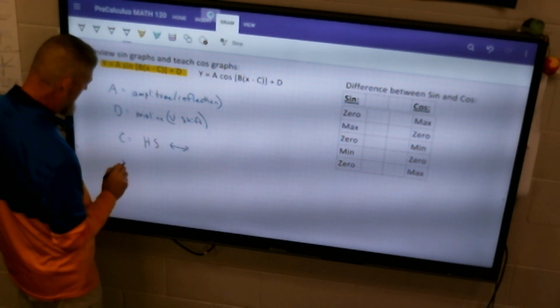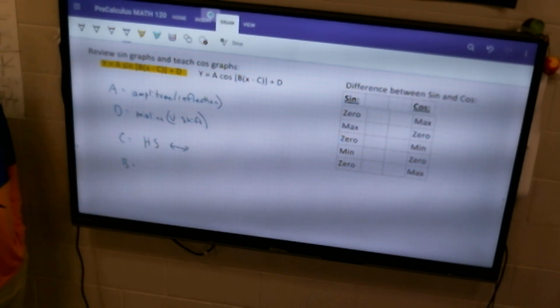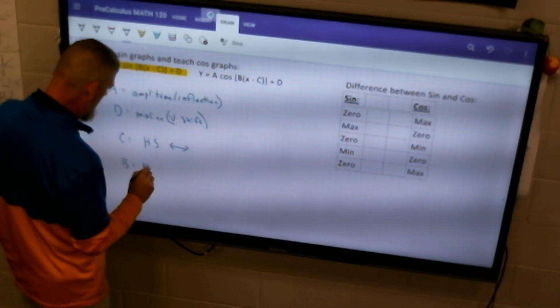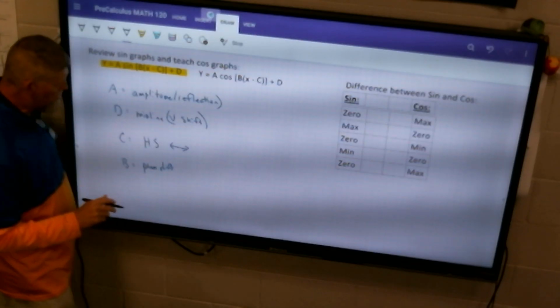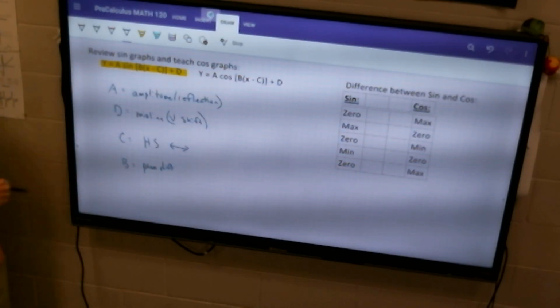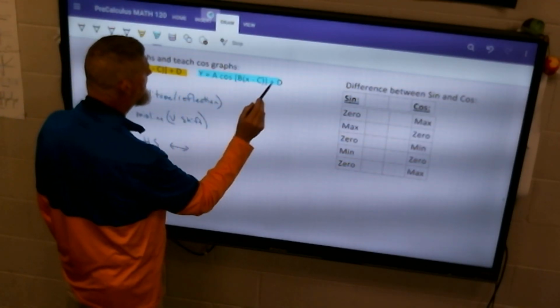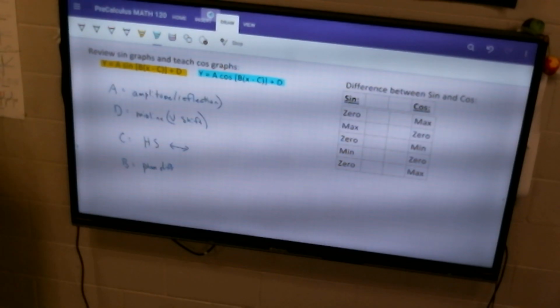And then, of course, Savannah, your last. What does the B tell us? There's a name for it. Phase shift. It's the phase shift. It is the horizontal compression or horizontal stretch. Outstanding. Now, when we look at the cosine one, they stand for exactly the same thing. No difference. The way you find them is exactly the same. When you graph it is where the change comes in.